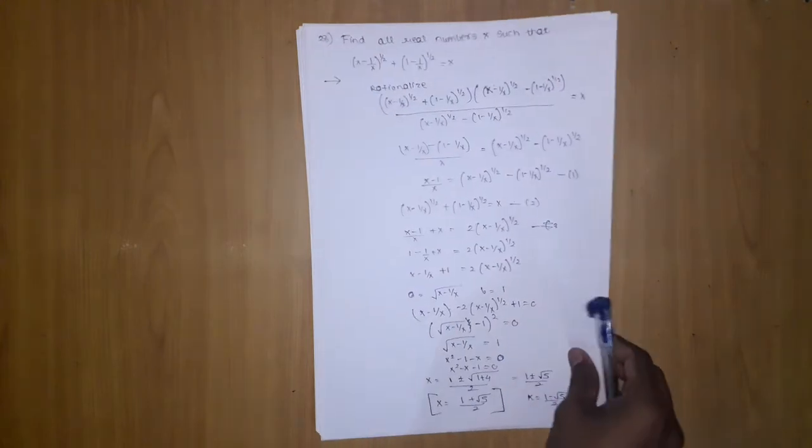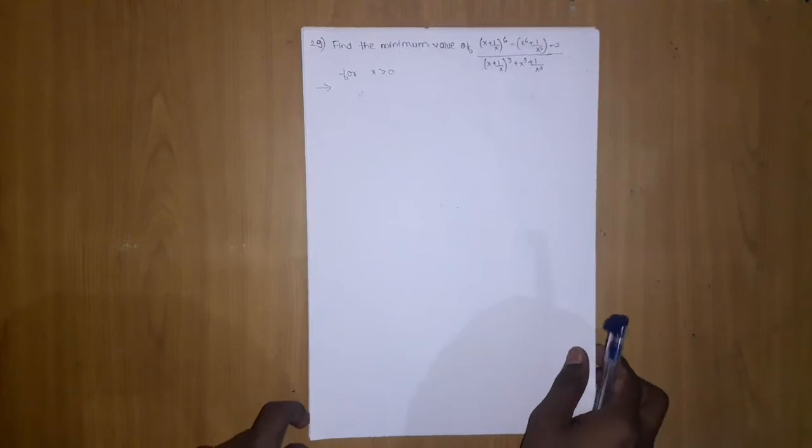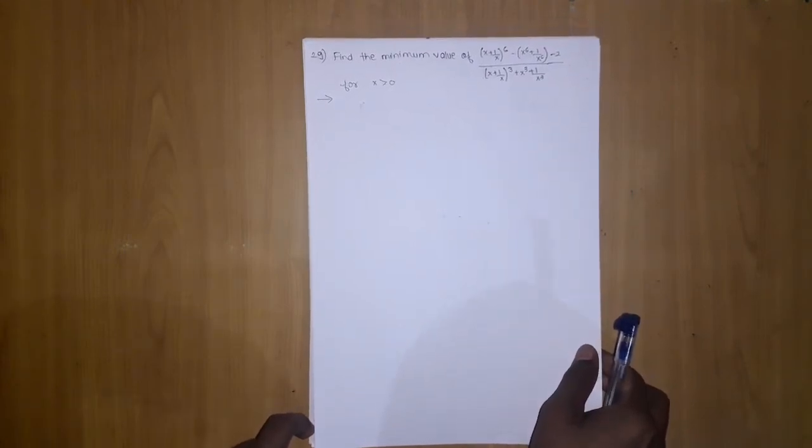So moving on, next question, question number 29, which says find the maximum value of (x plus 1 upon x) to the power 6 minus (x to the power 6 plus 1 upon x to the power 6) minus 2 upon (x plus 1 upon x) to the power cube plus (x cube plus 1 upon x cube), for x greater than 0.